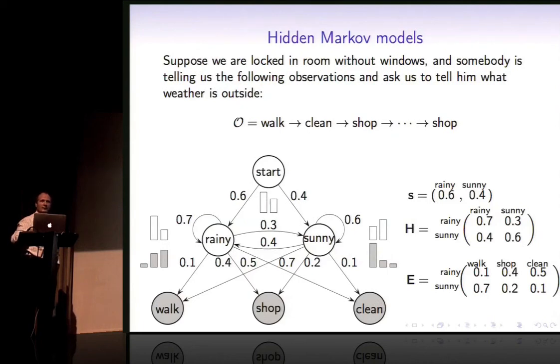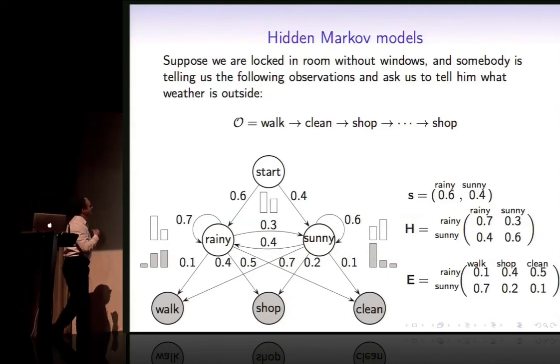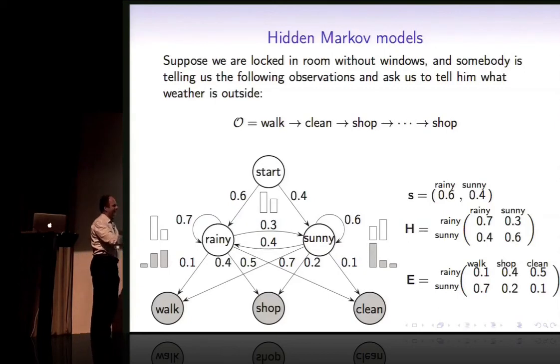What is now hidden? What is the hidden Markov model? Why is it useful? Suppose we are locked in a room without any windows, and somebody tells us the following observations, and asks us to tell what the weather is outside. So I don't know this state, rainy or sunny. I only observe. This is a random variable which you observe. That's why this node is gray. So I'm locked in, and you tell me, well, I went walking and shopping and cleaning and so on. How was the weather? I don't have access to this.